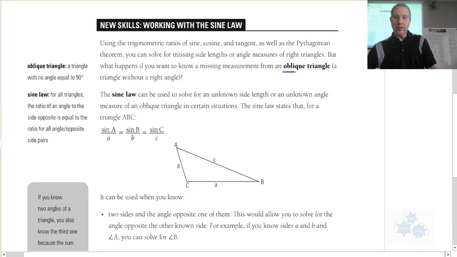So a new term for you, oblique triangle, is a triangle without a right angle. Okay, that's what oblique means. Oblique triangle, a triangle with no angle equal to 90. So this would be an oblique triangle.